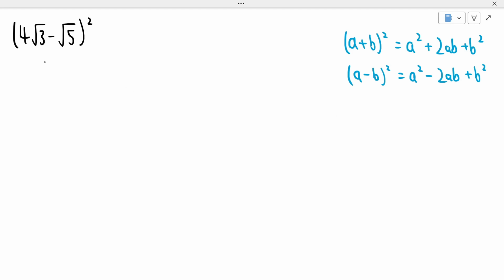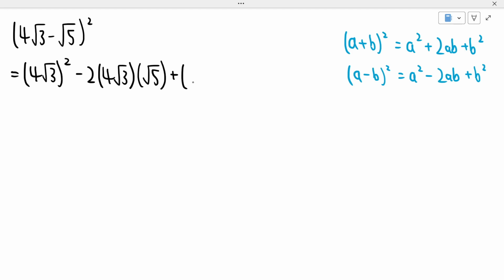So the a squared term is just equal to the first term all squared. So that's 4 square root of 3 all squared. The minus 2ab term would be minus 2 times the first term, which is 4 square root of 3, times the second term, which is the square root of 5. And then the plus b squared term is just the second term, which is the square root of 5, all squared. So we need to write a plus square root of 5 all squared.